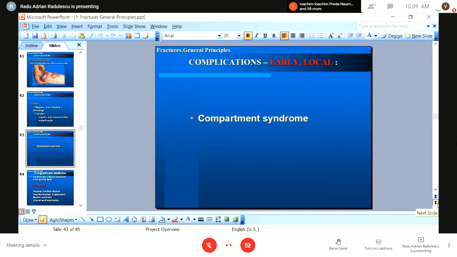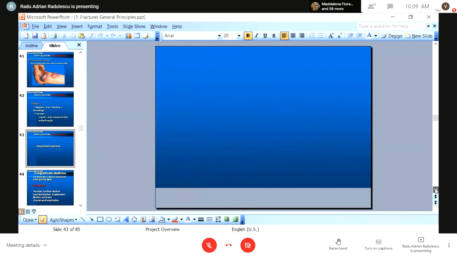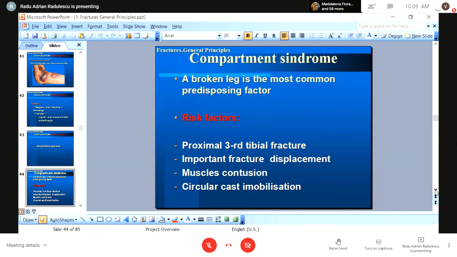Another complication, this time not an immediate but an early local complication, will be the compartment syndrome. Well, the compartment syndrome is in fact an increase of the pressure inside the leg due to the hematoma of the fracture. We know that every fracture is accompanied by a hematoma.